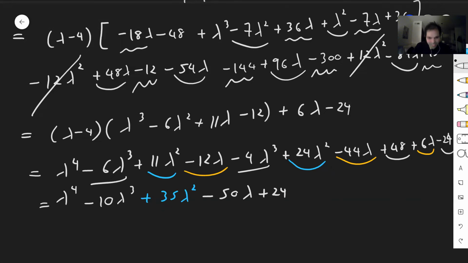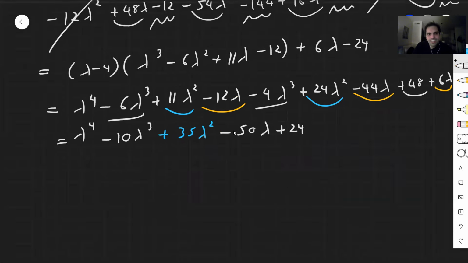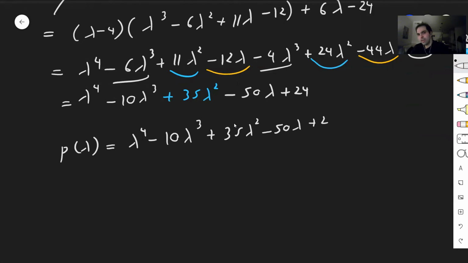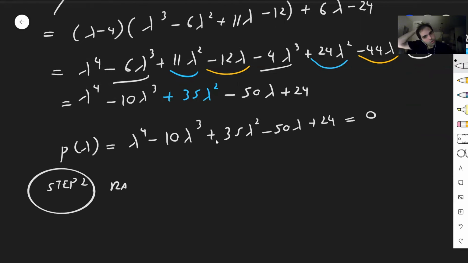Whew. So the characteristic polynomial, P of lambda, is lambda to the 4th minus 10 lambda cubed plus 35 lambda squared minus 50 lambda plus 24. And you want to set it equal to 0. So now we're ready for step 2. Again, we're still on page 2. I still have all this stuff to cover. Now, how do we find roots here? Here it's easiest to use the rational roots theorem.